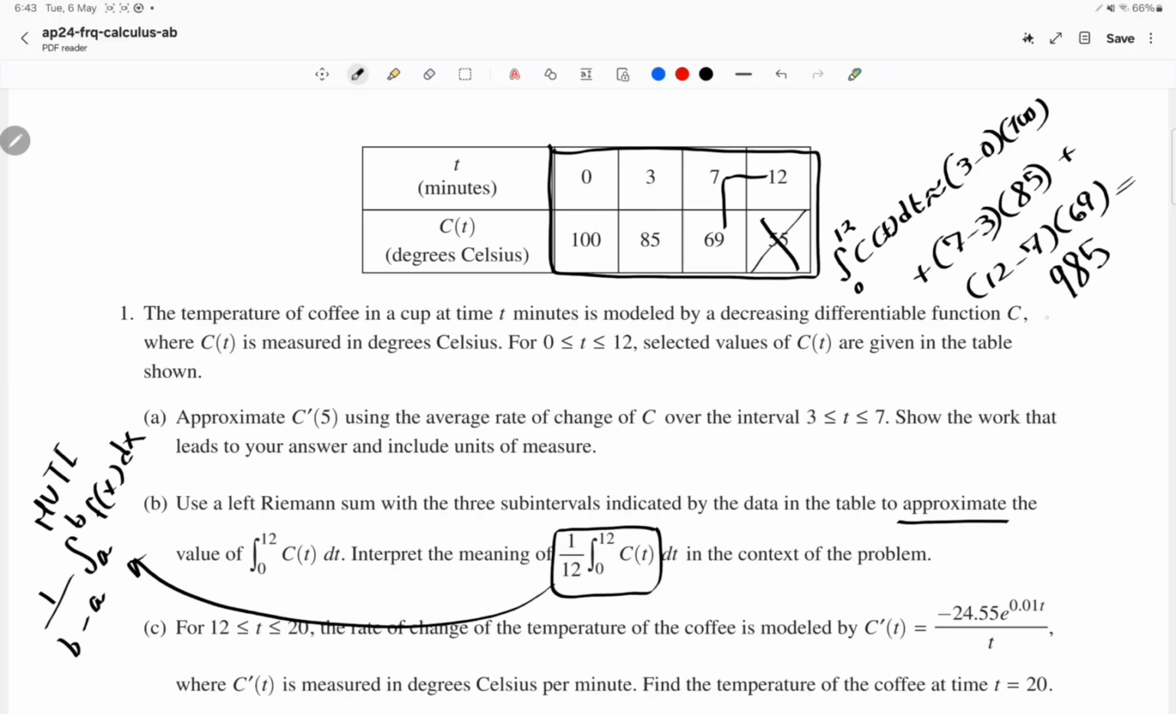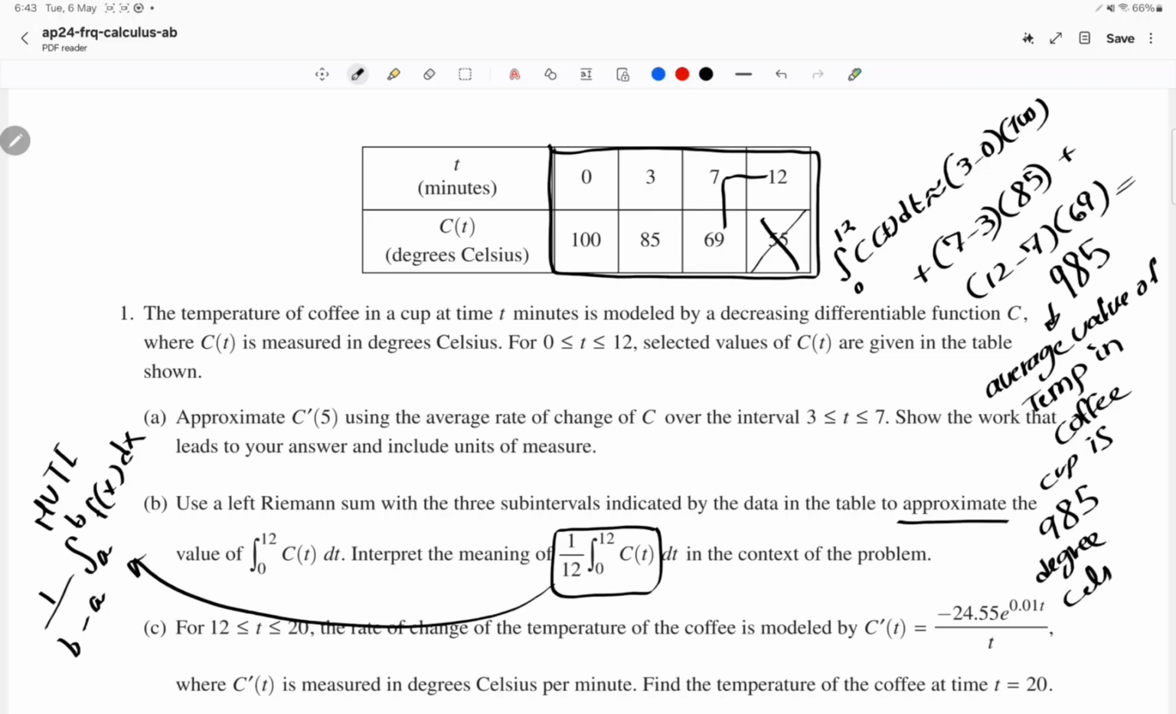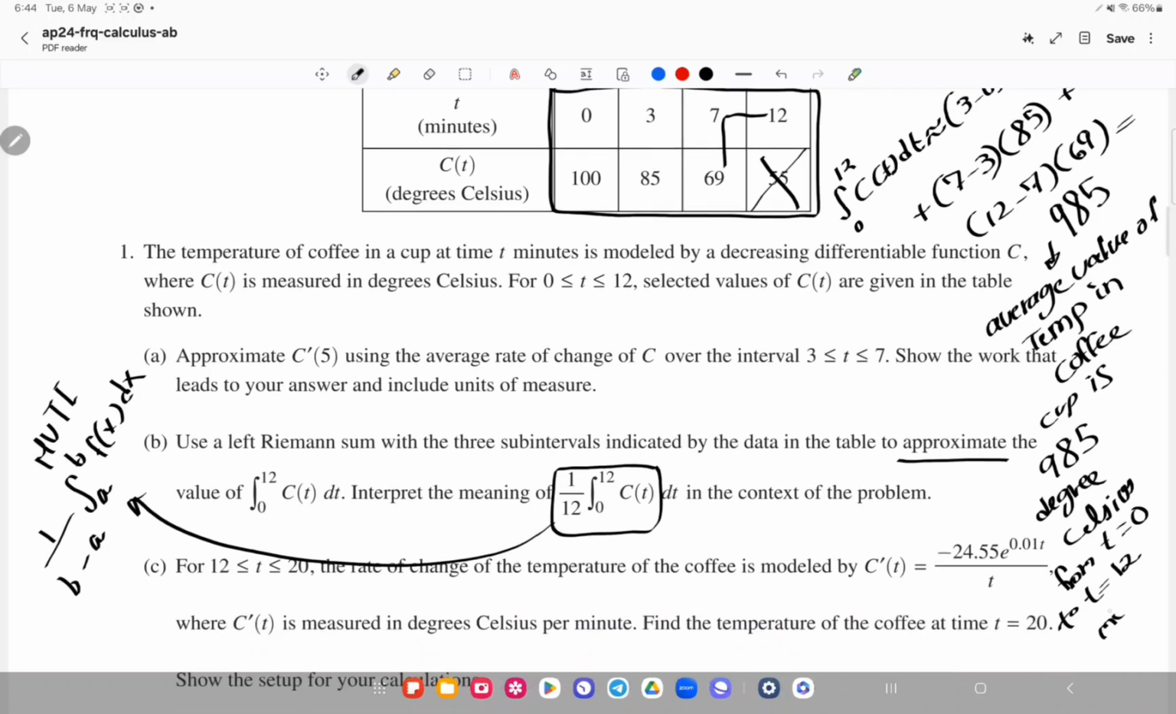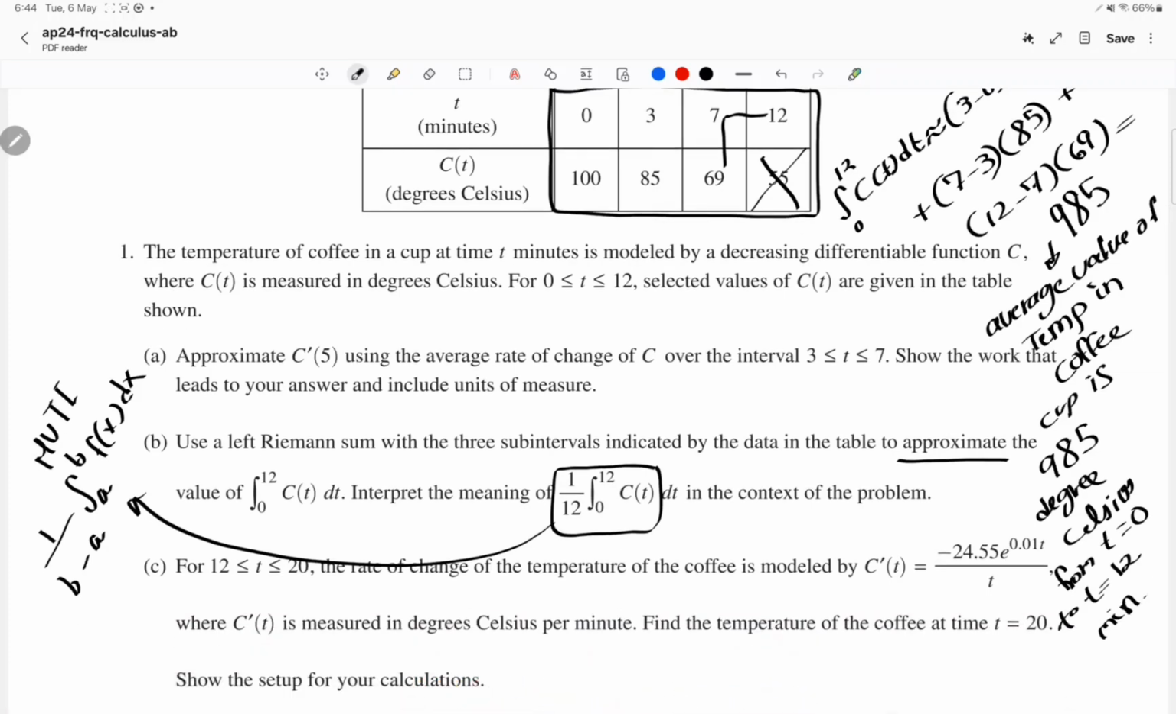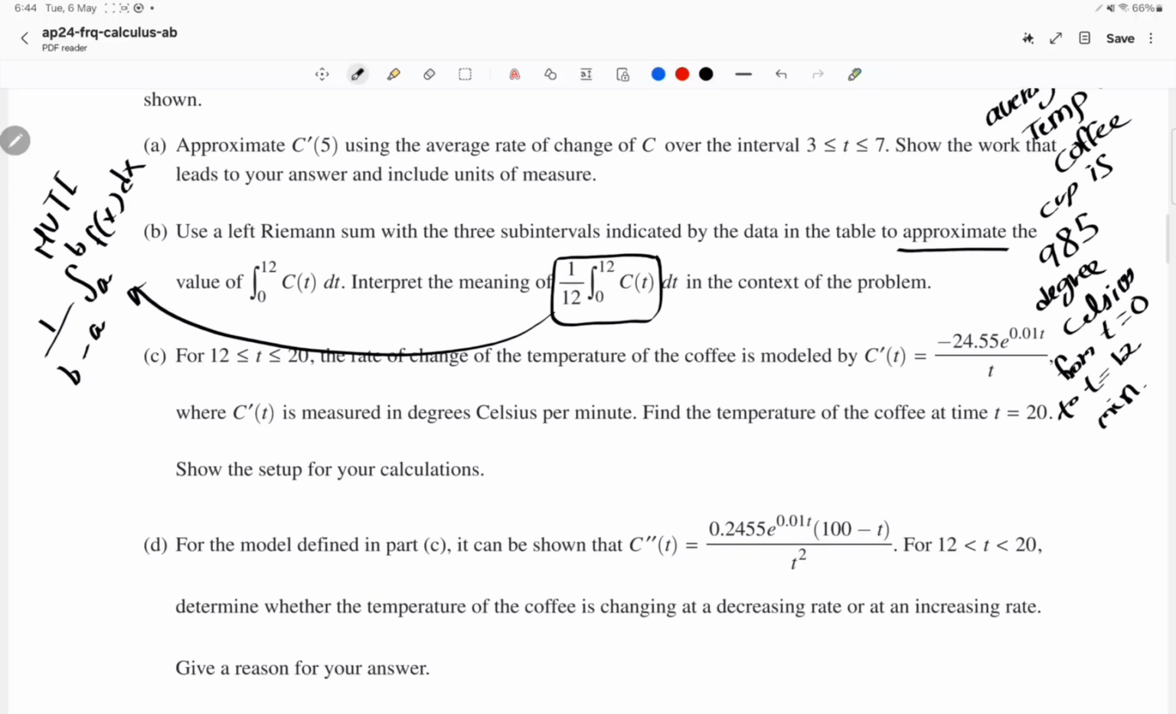So we're going to say, how do you interpret this one? You're going to say the average value of temperature in the coffee cup is 985 degrees Celsius from t equals 0 to t equals 12 minutes. Okay, let's move on to part C.